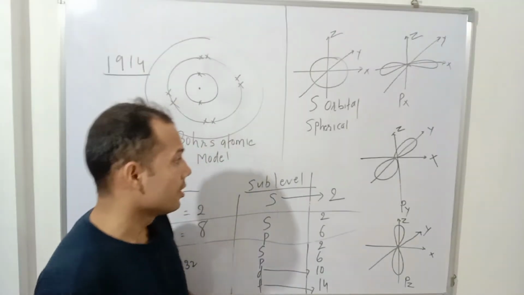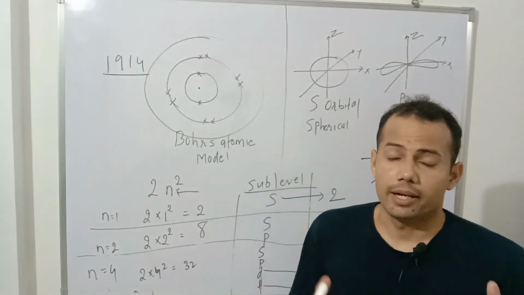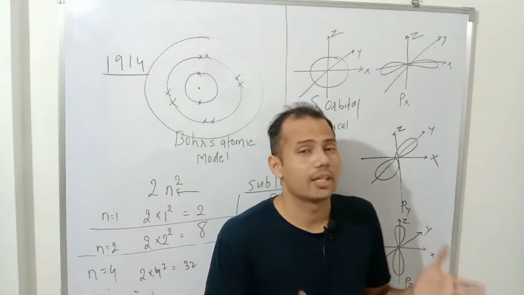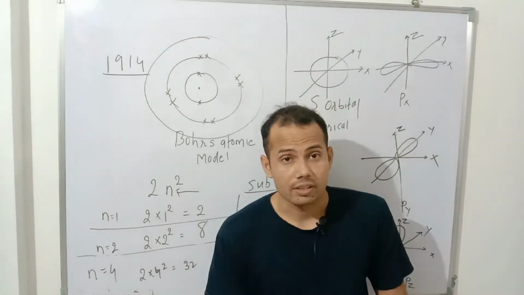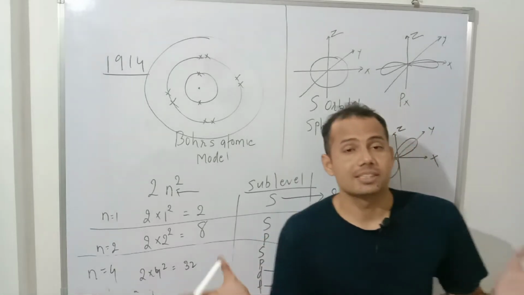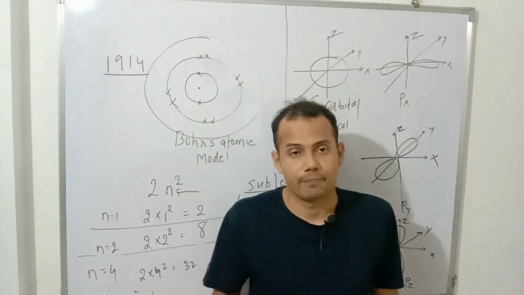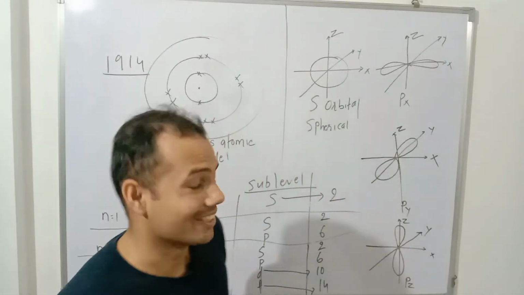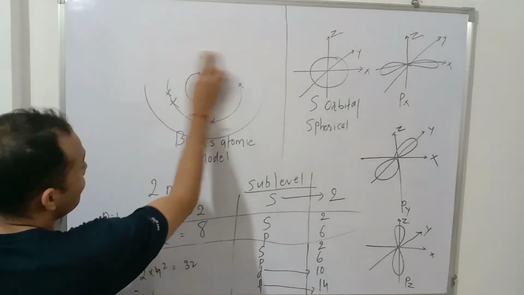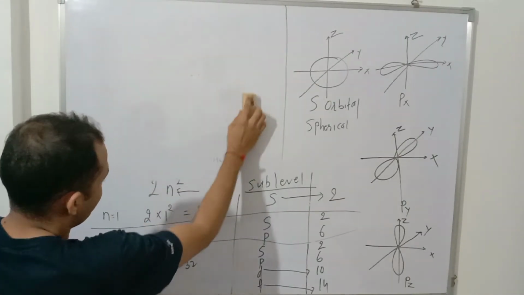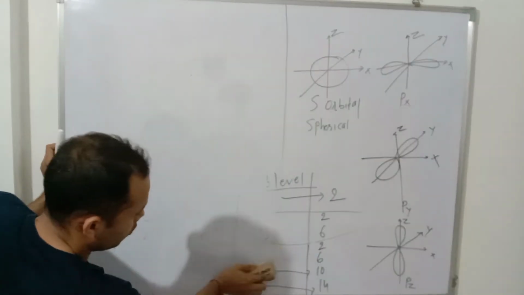Similarly, you have a d orbital also having a shape, and an f orbital also having a shape. Your electron is present in the sublevel, and the probability of finding the electron in the sublevel is maximum, because the electron is moving. So there is a 95% chance that you can locate or find that electron. I hope this is clear to everyone. So I will just erase this and we'll move ahead.